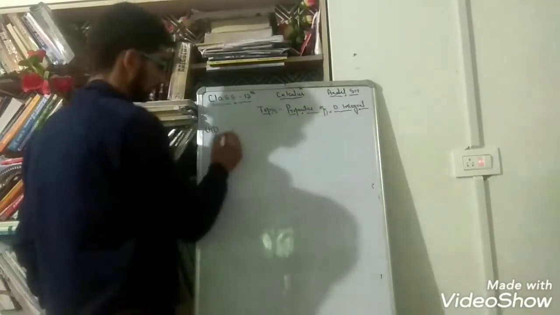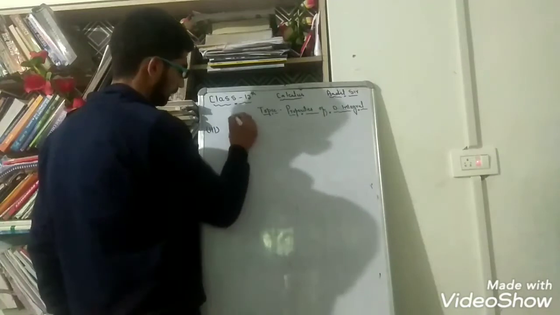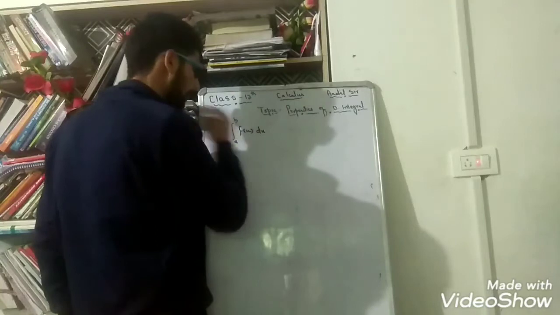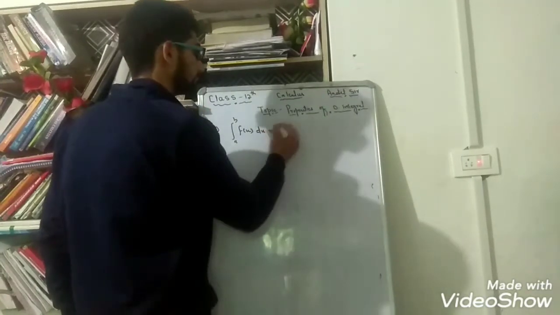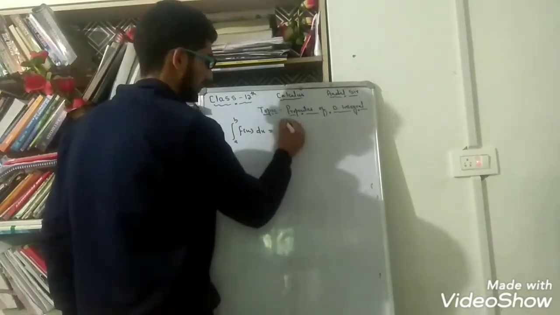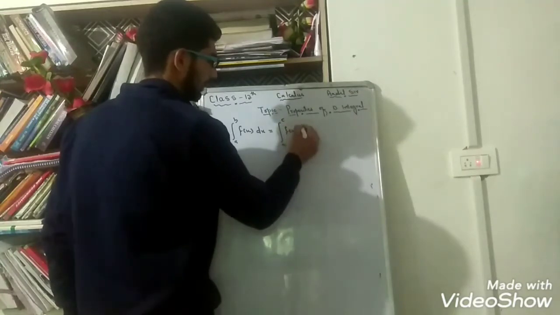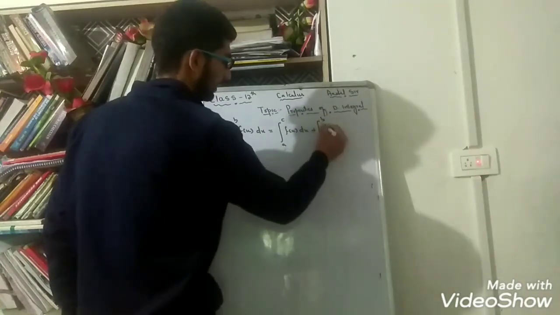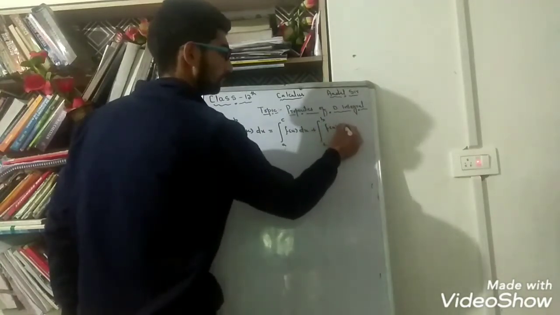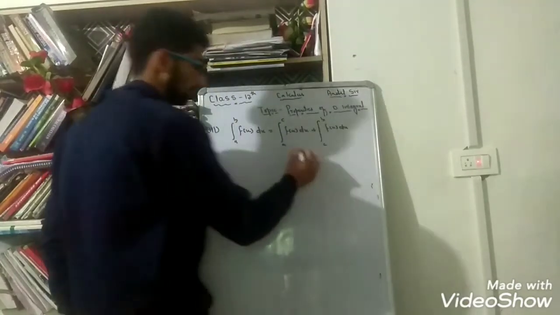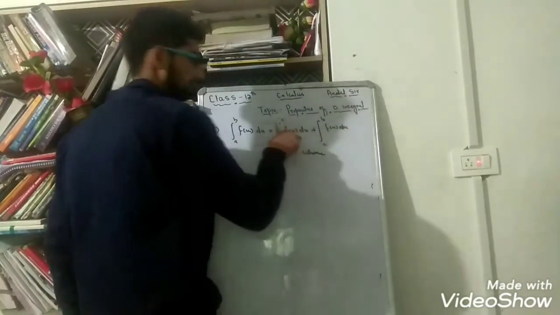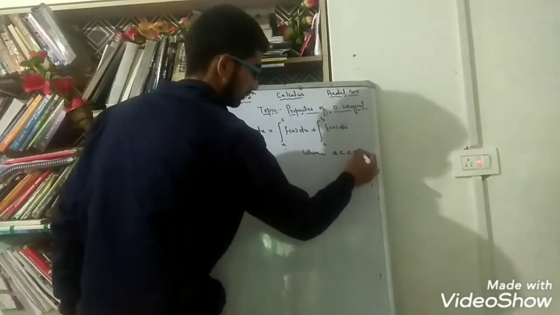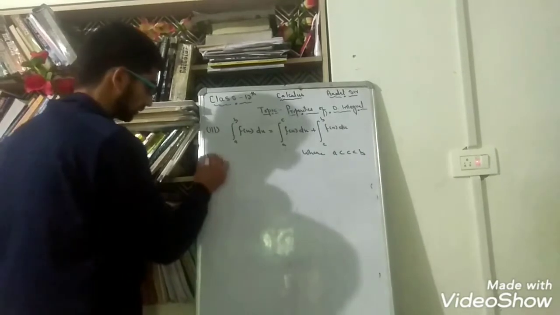Property number three: the integral from a to b of f of x dx is equal to the integral from a to c of f of x dx plus the integral from c to b of f of x dx, where we are taking c between a and b, where a is less than c is less than b. So you write down this proof.